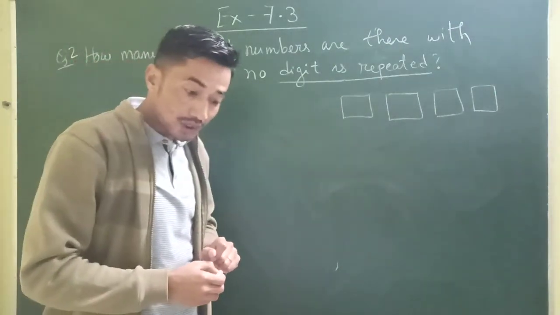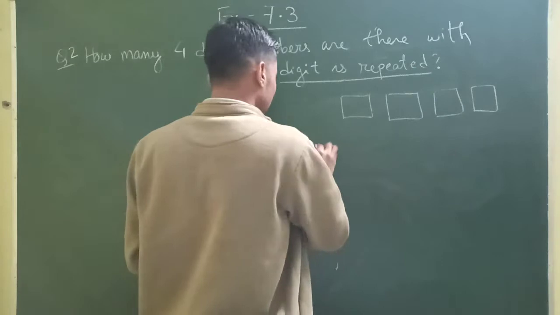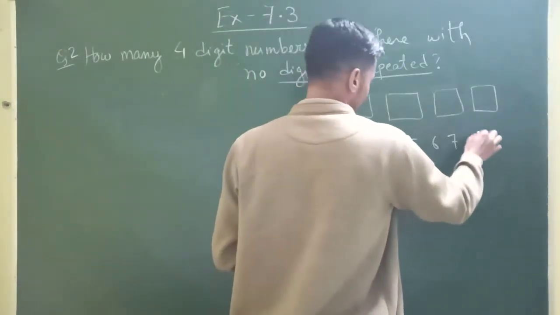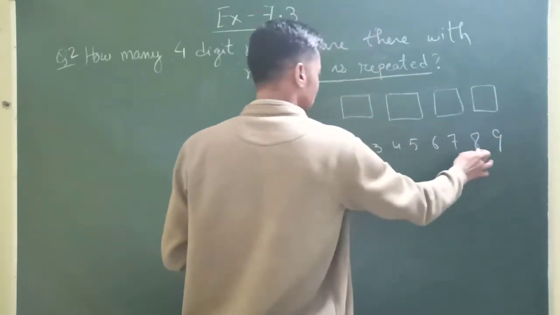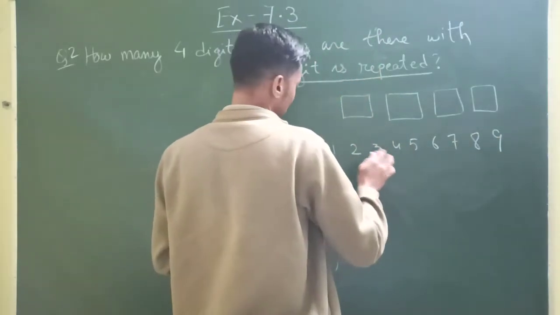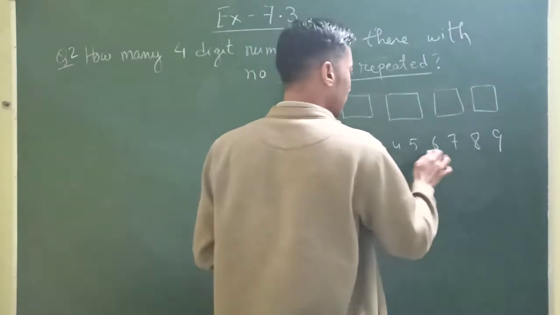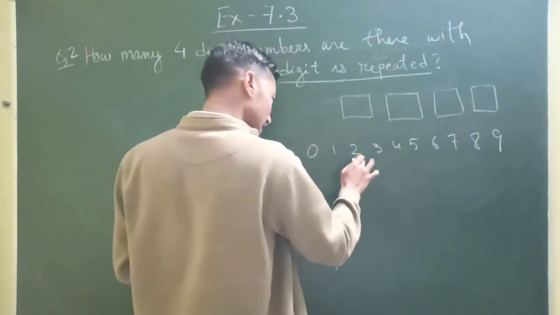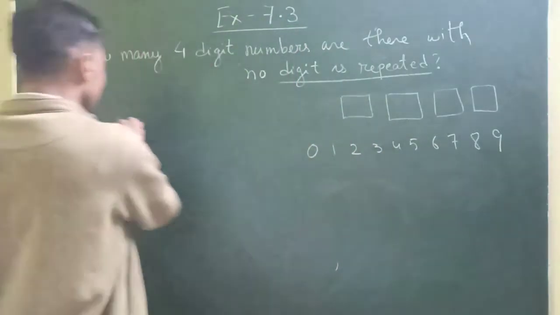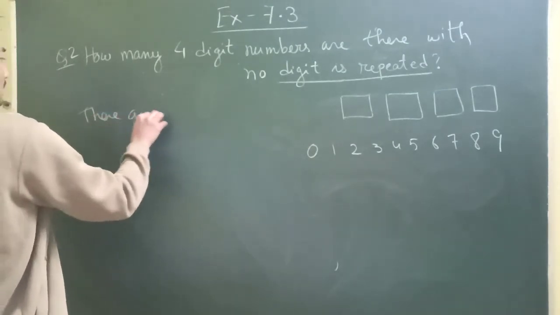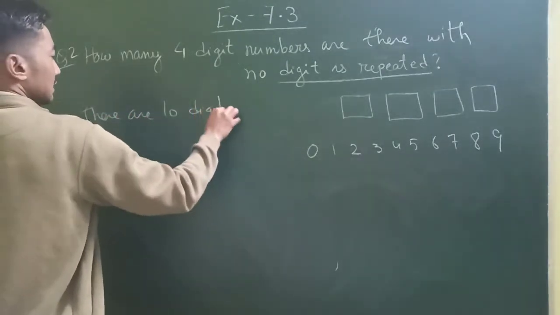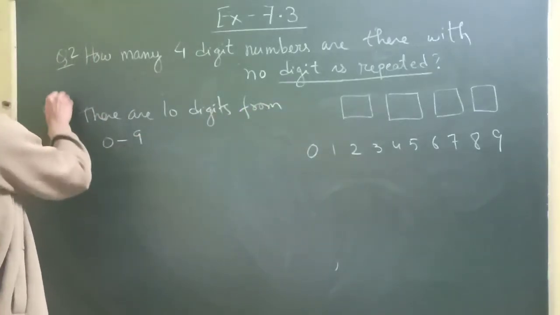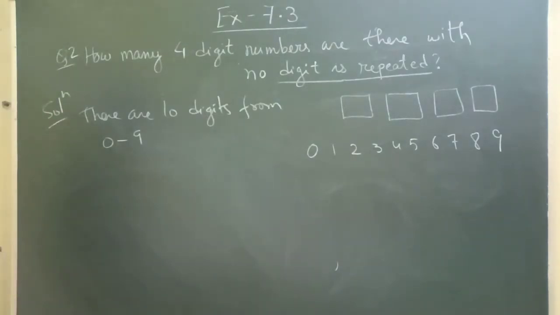Here, of course, in reality, how many digits do we have? We have 10 digits: 0, 1, 2, 3, 4, 5, 6, 7, 8 and 9. So in total, there are 10 digits from 0 to 9.